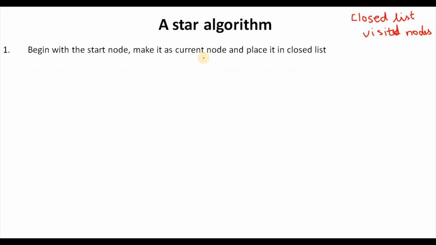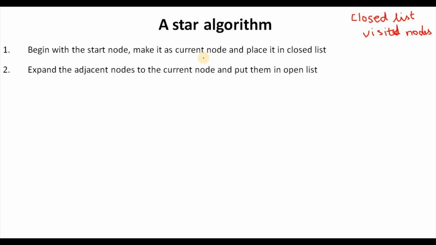Okay, after that, in the first step, we begin with the start node, make it the current node, and put it in the closed list. In the second step, we expand the adjacent nodes to the current node and put them in the open list. So this was the first step.